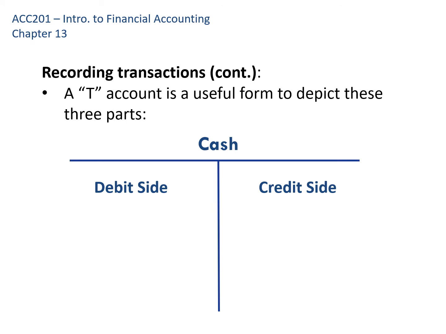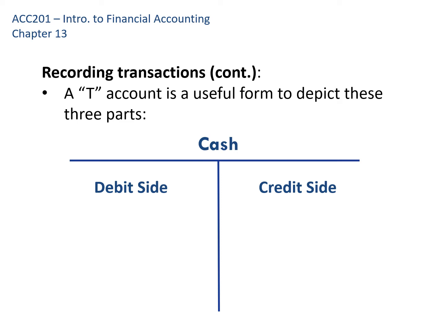So here's an example of a T account, and you can see this has a title. This is the title for cash, and it has a debit side and a credit side, and it looks like the letter T. That's why we call it a T account. This is something accountants use a lot to visualize what's going on in accounts and show how things move. And we'll use it in this chapter for posting, which I'll talk about in the next lecture.